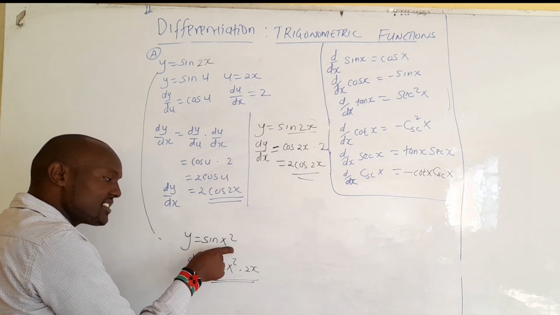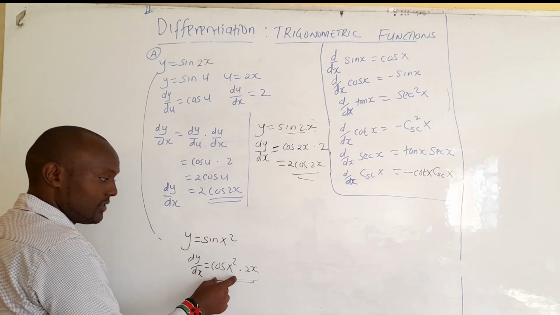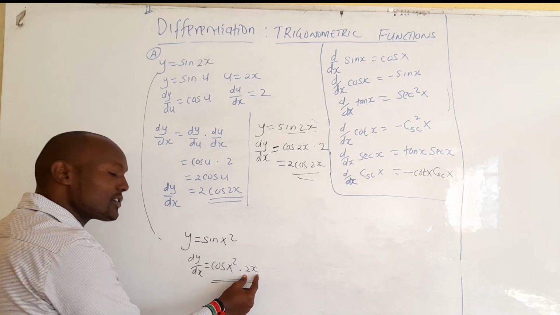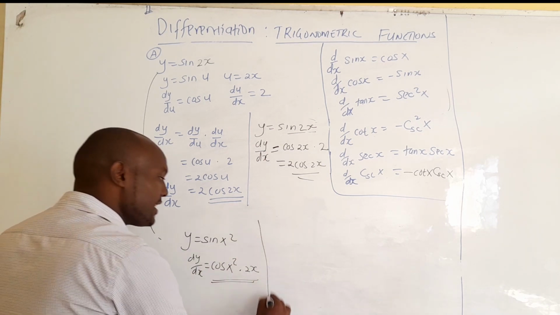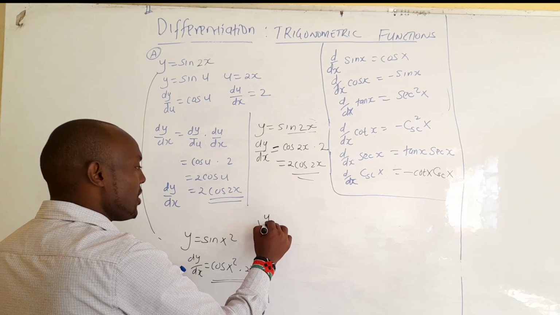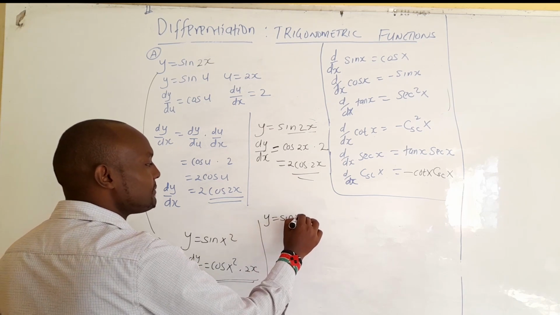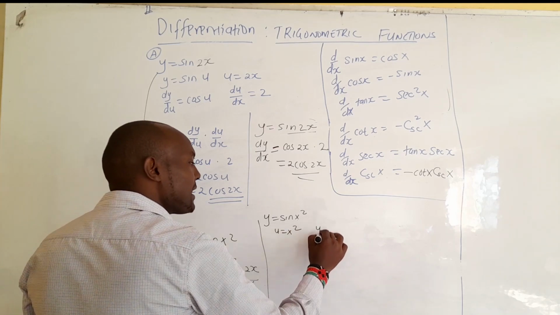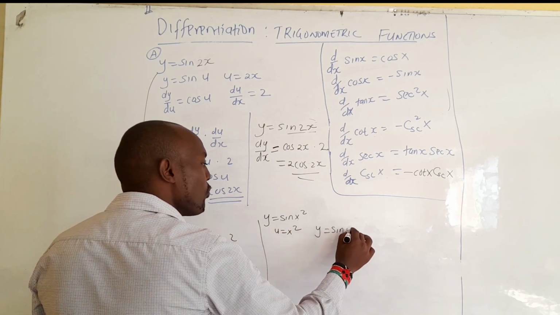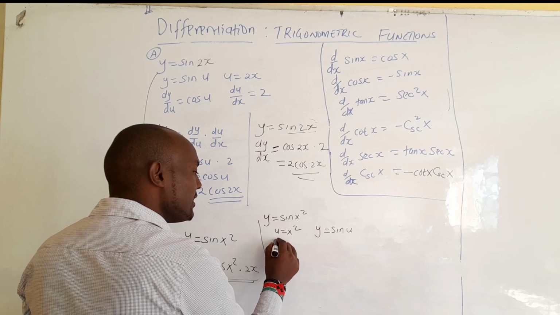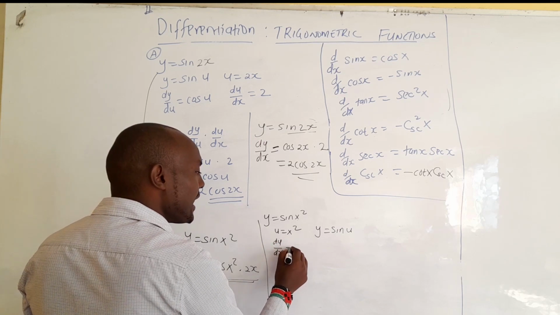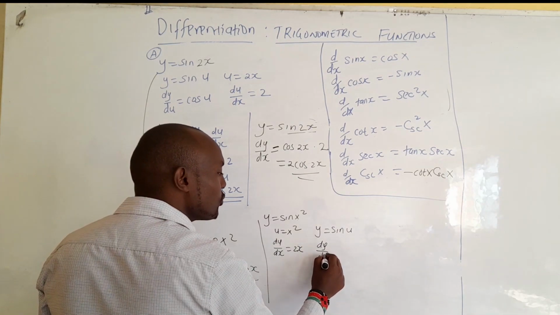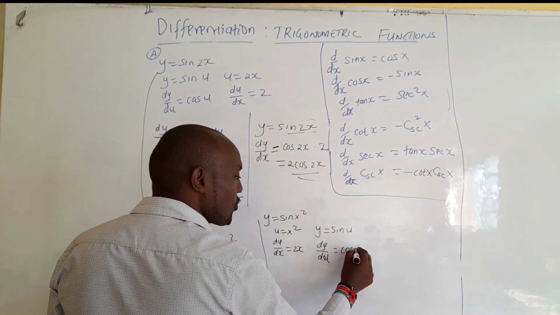Sine, you differentiate the way it is as one function. You have cos of that one. Then you differentiate inside. x squared, when you differentiate, you get 2x. But the reason why we arrived at that one is that our y was sine x squared. We let u be x squared. So my y became sine u. We differentiated du with respect to x, and we got 2x. We differentiated y with respect to u, we got cos u.